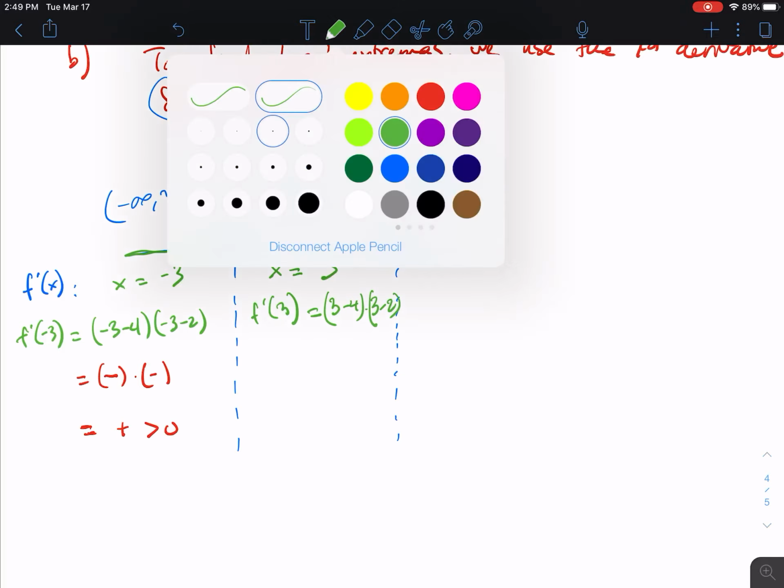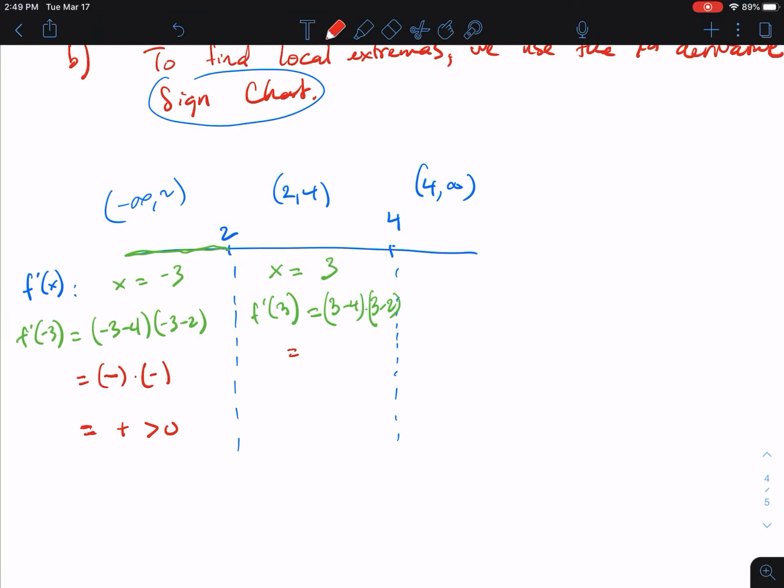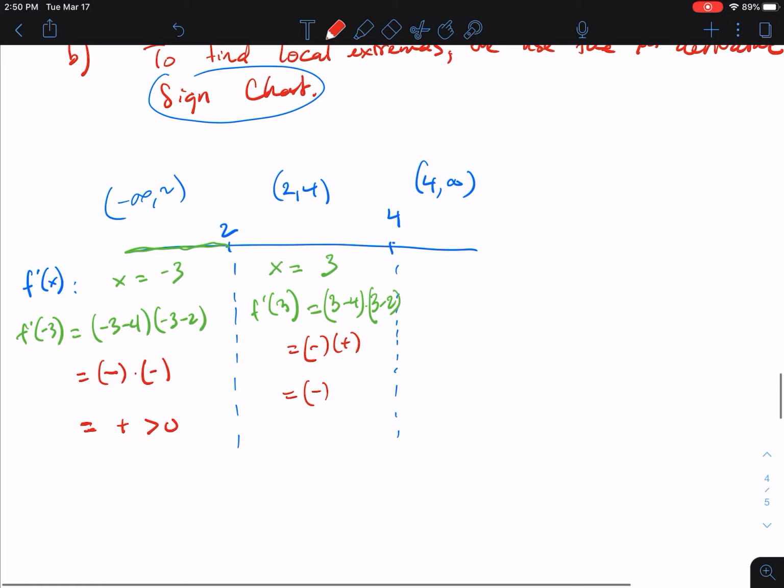Okay, let's look at the sign. So that's going to be a negative, and this is going to be a positive. So that gives us a negative for the derivative at 3. That means the slope of the tangent line is going to be negative, meaning it's going to be less than 0. And now let's move over here and pick an x value in this region from 4 to infinity. Let's pick 5, for example.